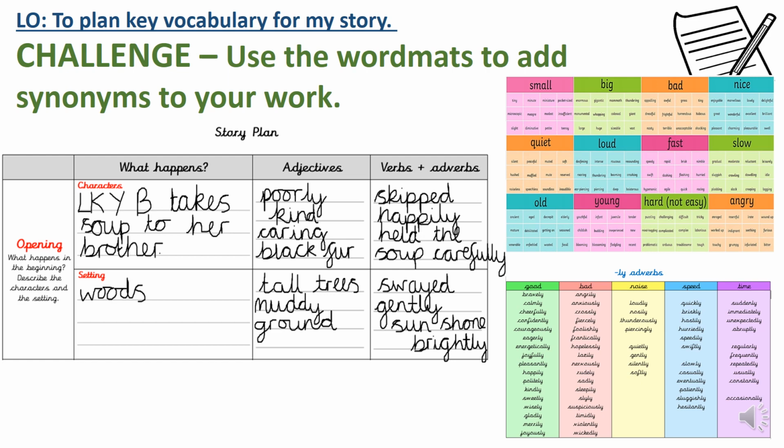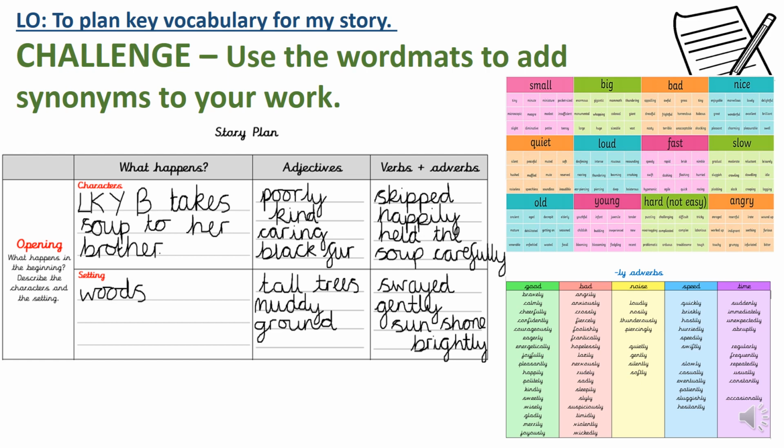So at the moment, I've got Little Kitty Yellow Boots takes soup to her brother. And her brother is Paulie. I think I'm going to keep Paulie there. And she's kind, she's caring, and she's got black fur. I'm happy with those adjectives at the moment, so I will keep those to describe those characters. I'm going to look at my verbs and adverbs.